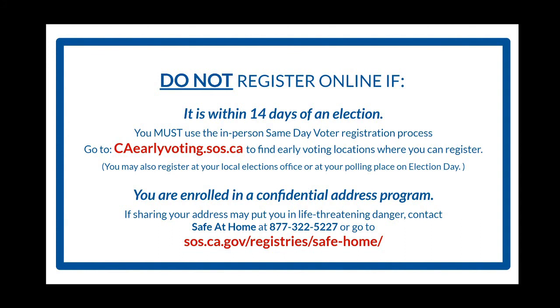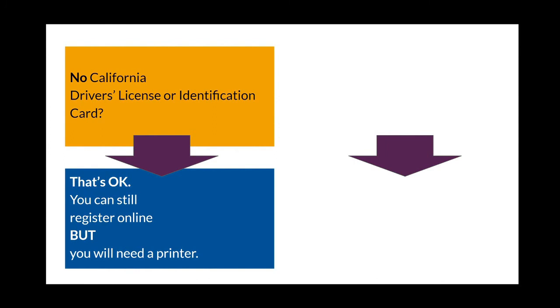If you are enrolled in a confidential address program such as Safe at Home, do not use online voter registration. Instead, contact the Safe at Home program at the phone number or website listed on the screen. If you don't have a California driver's license or identification card issued by the Department of Motor Vehicles, you can still use the online voter registration tool, but there will be a few more steps that will be noted at the end of the application process.